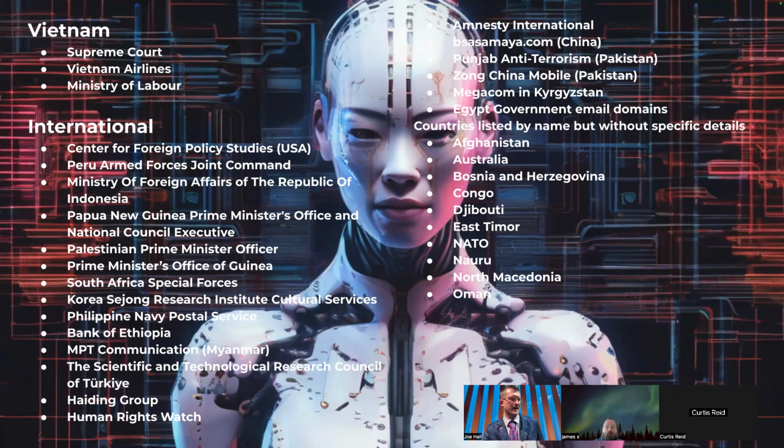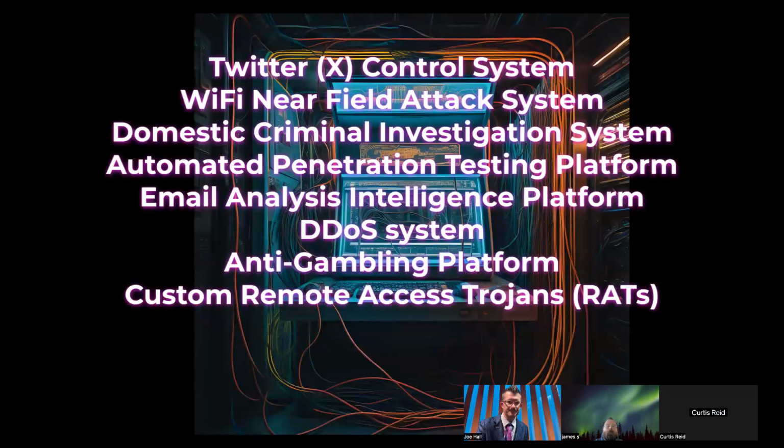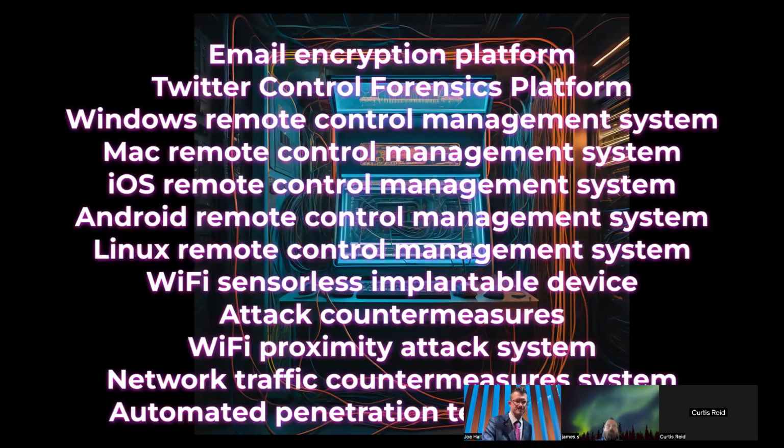We found that they like to find what the Chinese government is going after, what missions they're trying to do, and build payloads or packages that they can sell to them. So what are some of the things they built? A Twitter attack control system, Wi-Fi near field attack system, domestic criminal investigation system, an automatic pen testing platform, email analysis intelligence platform, a DDoS system, anti-gambling platform, and custom remote access Trojans.